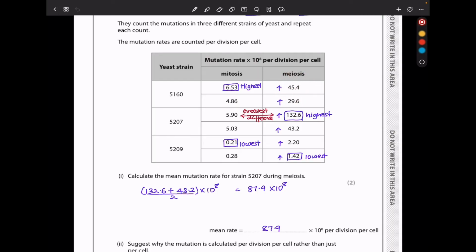In the results, we can observe that in mitosis, this was the highest. This is where we had the highest mutations in this strain, and this strain here had the lowest mutations. While in meiosis, this strain here had the highest mutations, and this strain here had the lowest mutations. Overall, we see the greatest difference in mutations between mitosis and meiosis occurred within strain 5207, and the lowest difference is going to occur between this strain 5209.